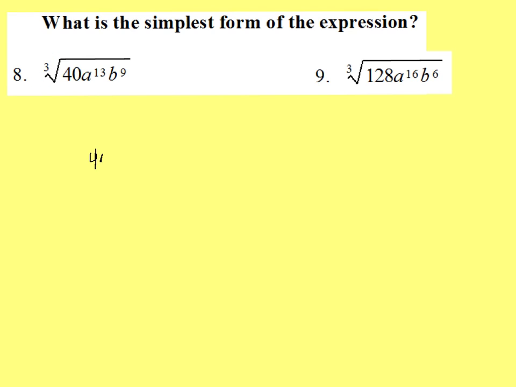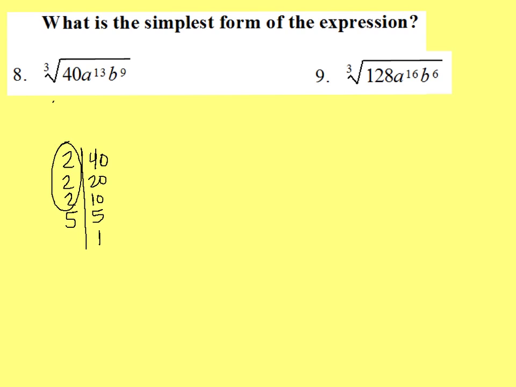So 40, we can break it down. 2 goes into 40 20 times. 2 goes into 20 10 times. 2 goes into 10 5 times. And 5 goes into 5 once. So we see that we have a group of 3 2's.